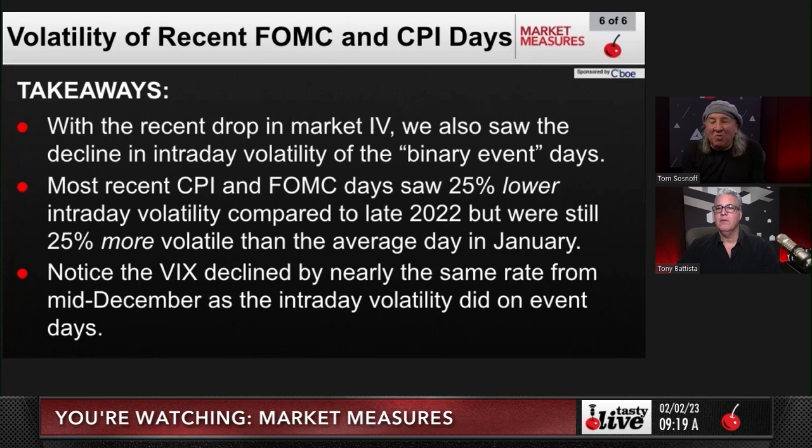What we tested here was something that we don't usually use for data. We looked at 5-minute data because we wanted to see if volatility goes down, does the corresponding volatility also go down for event-based days, like yesterday and like today, or whatever the next CPI number is? And the answer is yes, we're 25% less volatile than we were last year, but we're still 25% more volatile than we are on an average day. And that's the takeaway. Very good, sir.